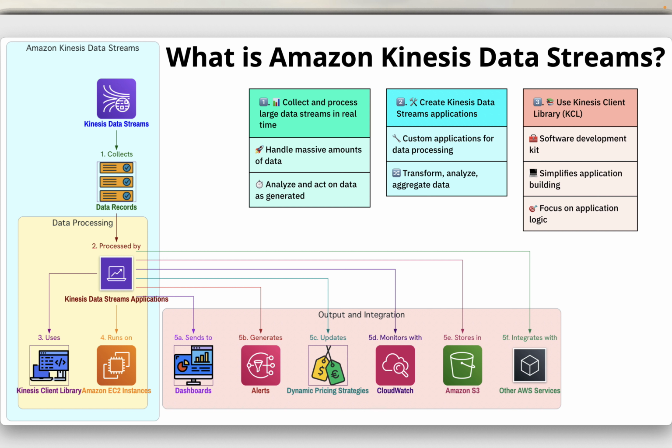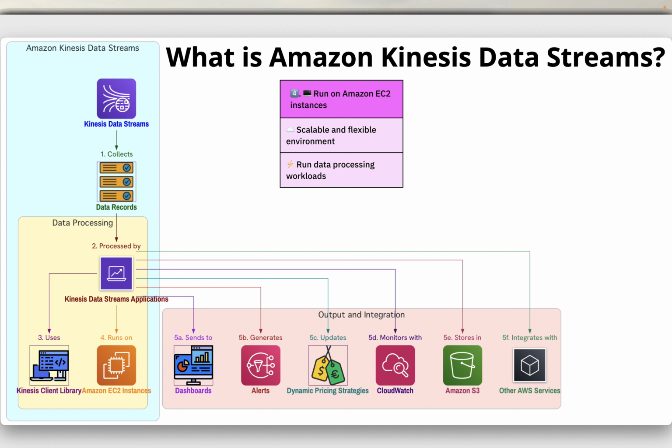The Kinesis Client Library, KCL, is a software development kit that simplifies the process of building Kinesis data streams applications. It handles many of the complex tasks associated with distributed computing, allowing developers to focus on application logic. Kinesis data streams applications can be deployed on Amazon EC2 instances. This provides a scalable and flexible environment for running your data processing workloads.